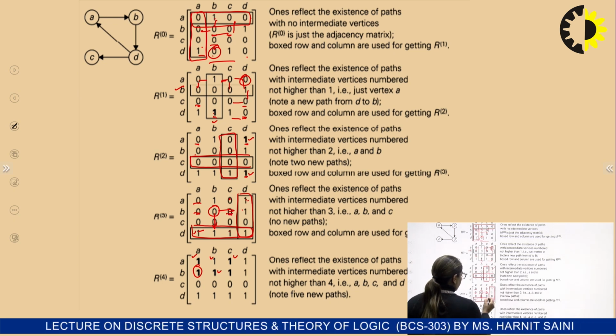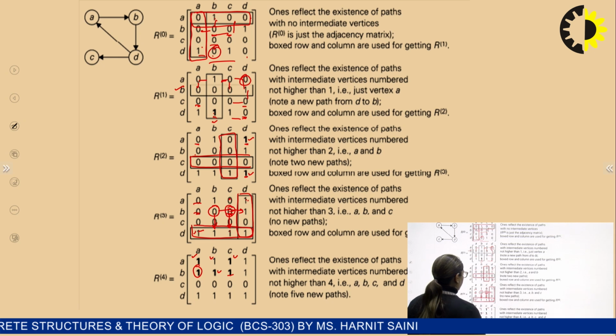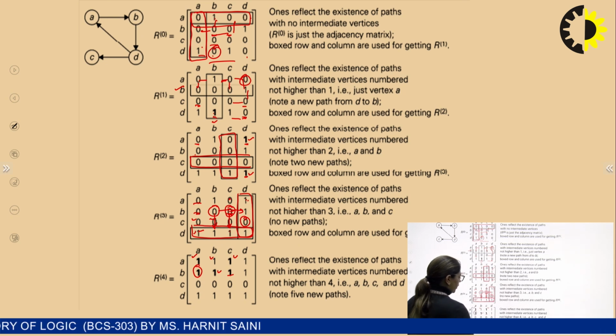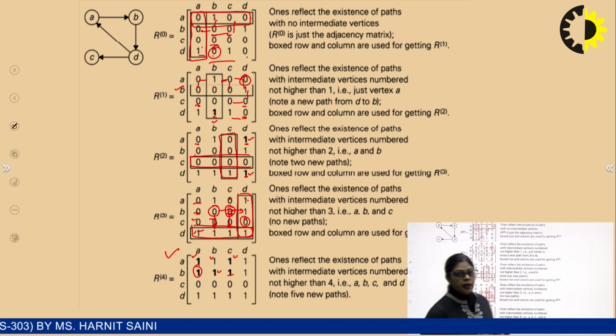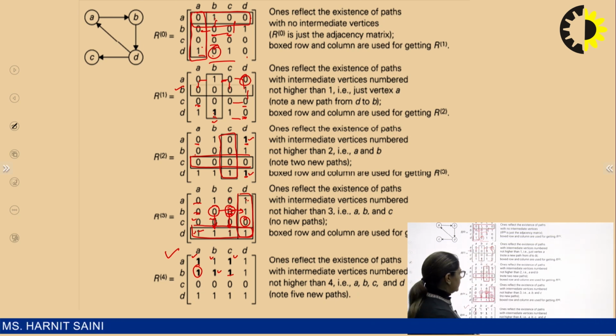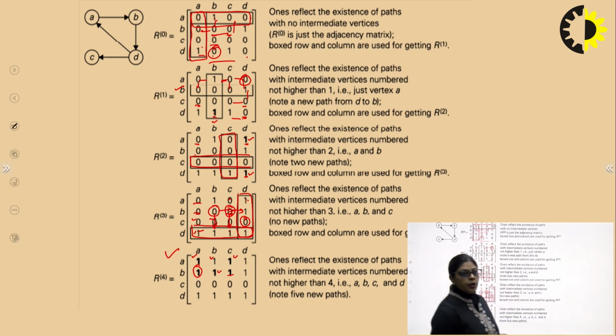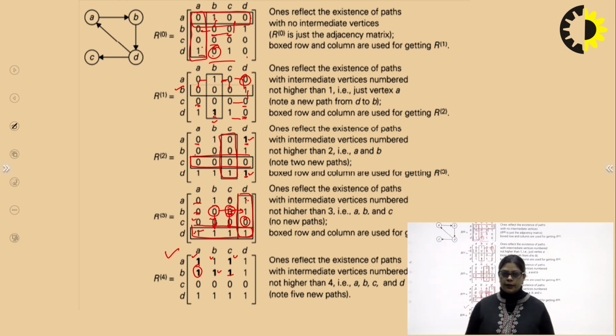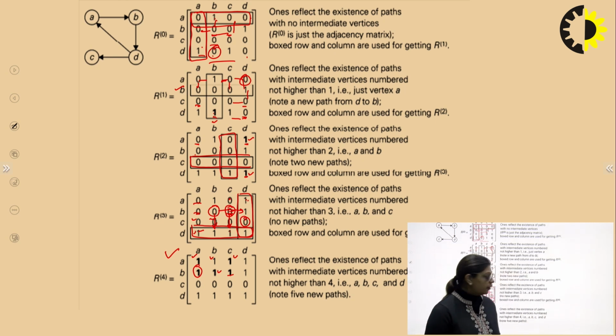Similarly for C, this again 1 will be converted to 1, right? For these zeros, here it is 0, so they cannot be converted. So this is the final transitive closure for the given relations. This way it is the easiest method to find the transitive closure, right?